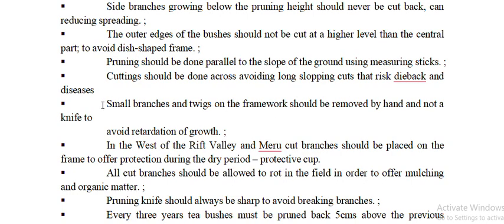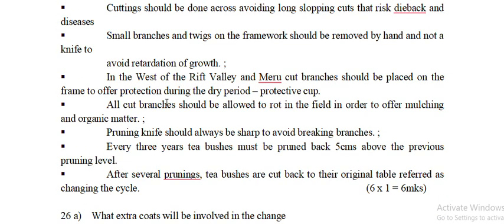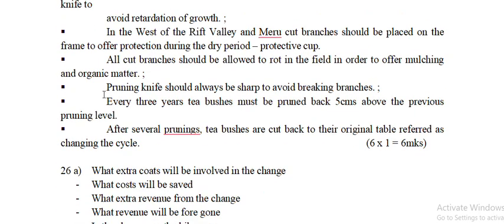Small branches and twigs on the framework should be removed by hand and not knife to avoid retardation of growth. Then in the west of Rift Valley and Meru, cut branches should be placed on the frame to offer protection during dry period. Then all cut branches should be allowed to rot in the field in order to offer mulching and organic matter.